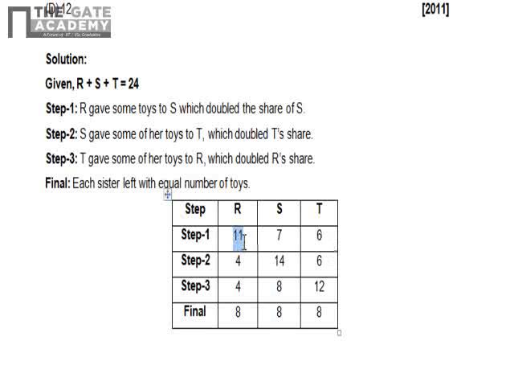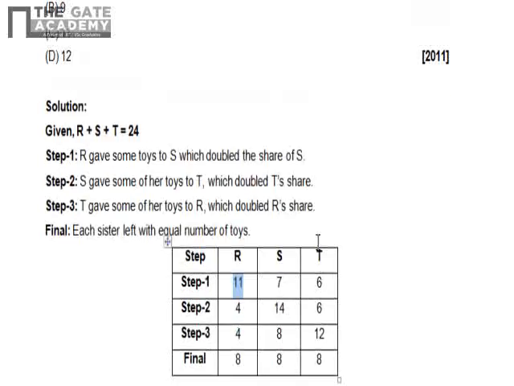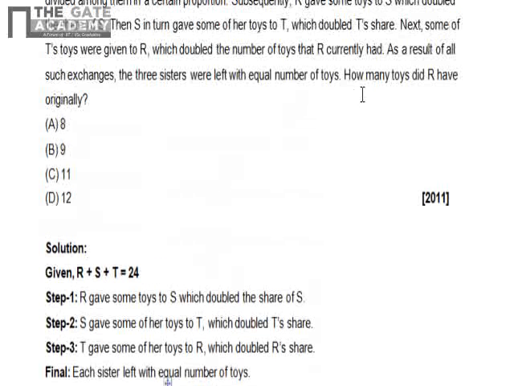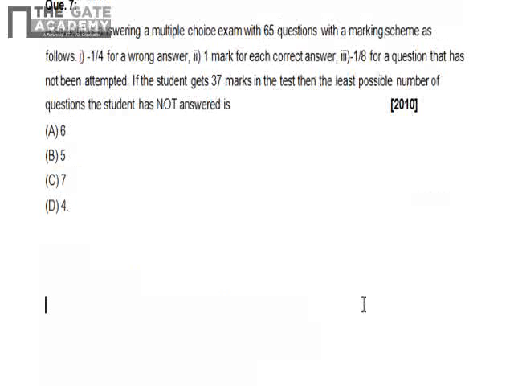Now you can see in the first step, R has 11 toys, S has 7, and T has 6 toys. So the question was, how many toys did R have originally? The answer is C, that is 11.